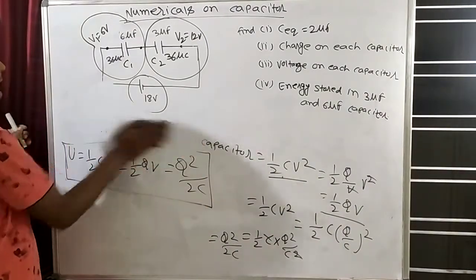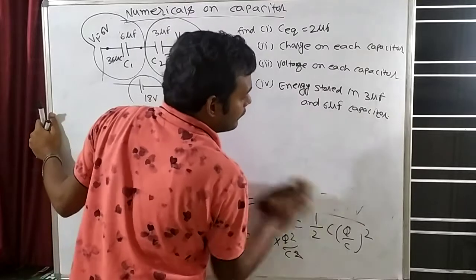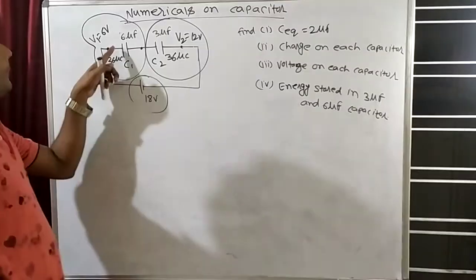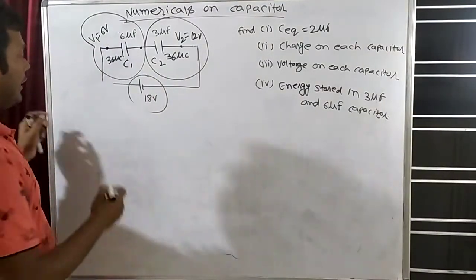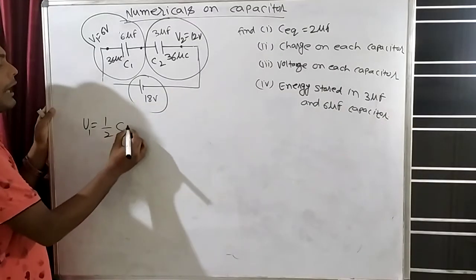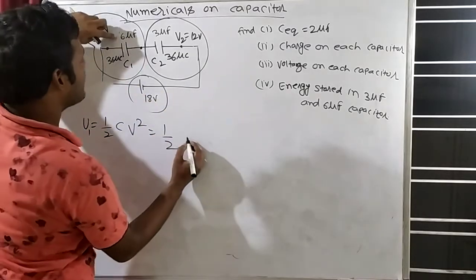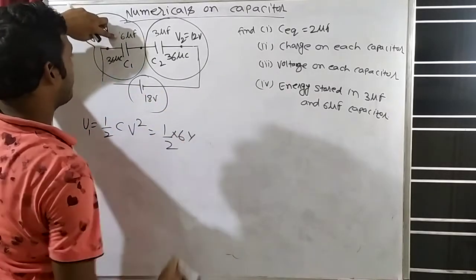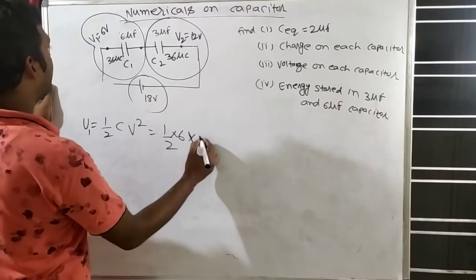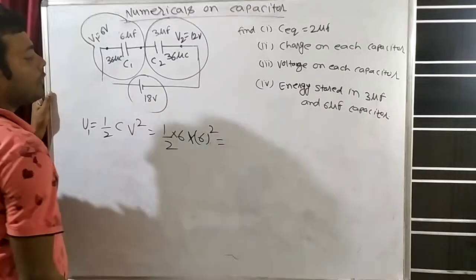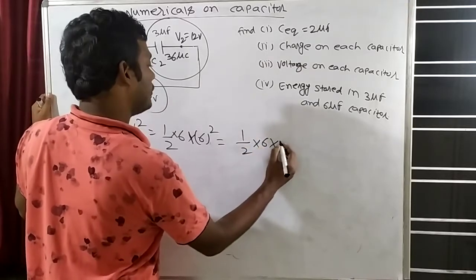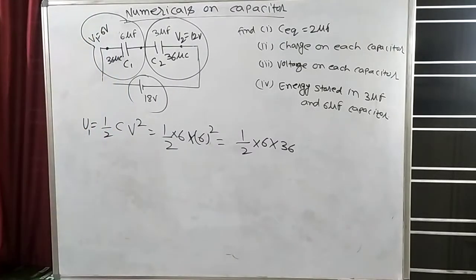Let's see how we will find that here. Can you find energy stored in the first capacitor? Suppose I apply U1, that means energy stored in the first capacitor. So this will be half CV square. What is the capacitance here? 6 microfarad. And what is the voltage? Voltage is 6 volt. So this will be 6 ka square, no? So this will be half into 6 into 36. Right?